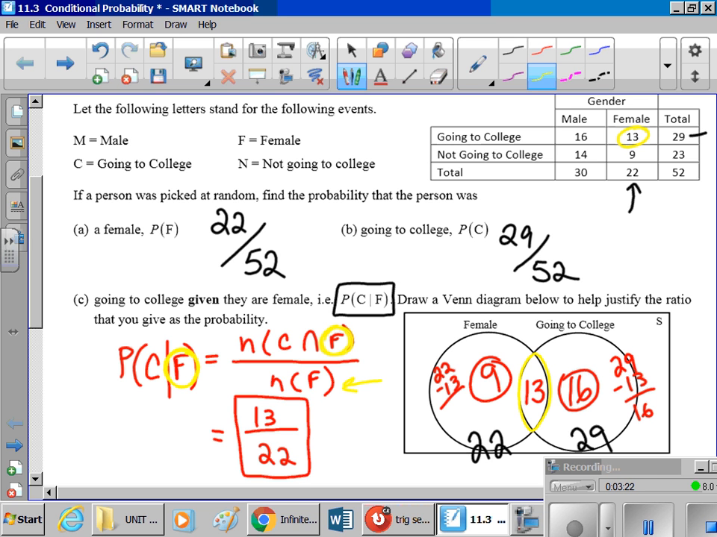So if we had thought about it the other way, where what's the probability of a female given that they're going to college, the only thing that would change is this number down here. Instead of being 13 divided by 22, it would be 13 divided by how many went to college, which would be 29. So we'll look at a couple of examples next.